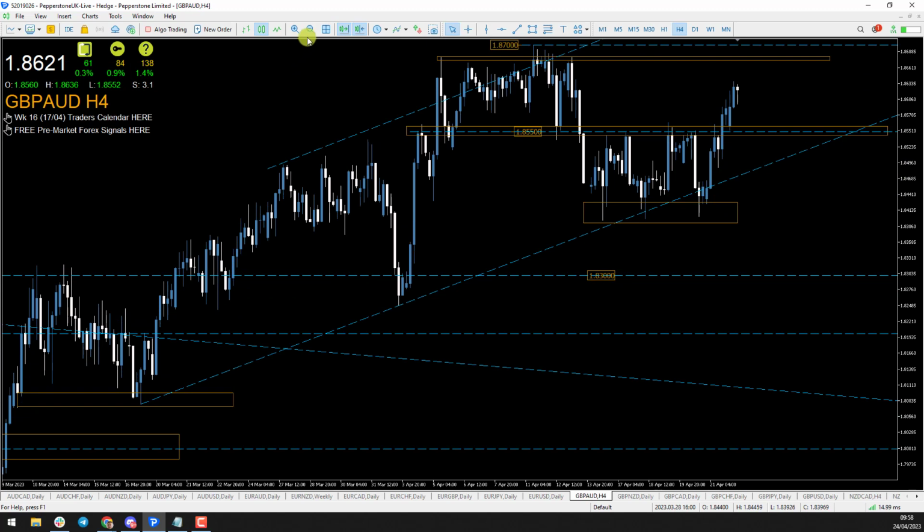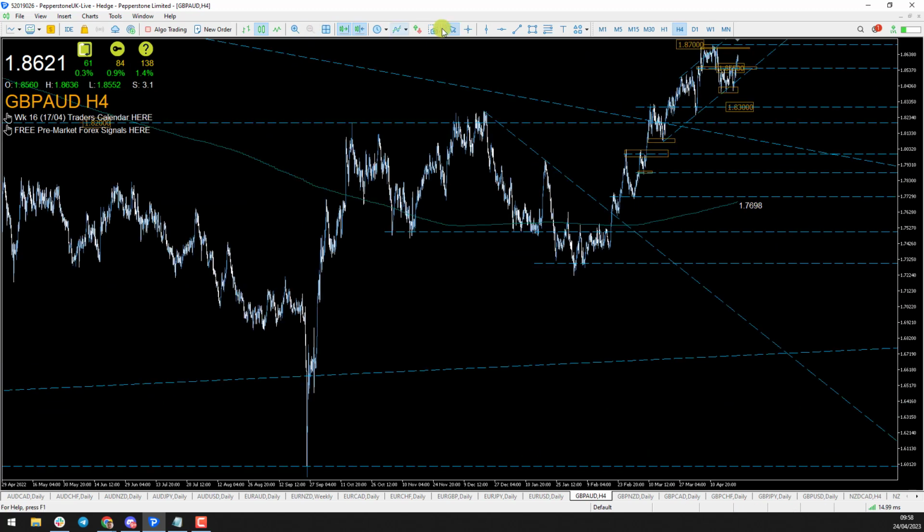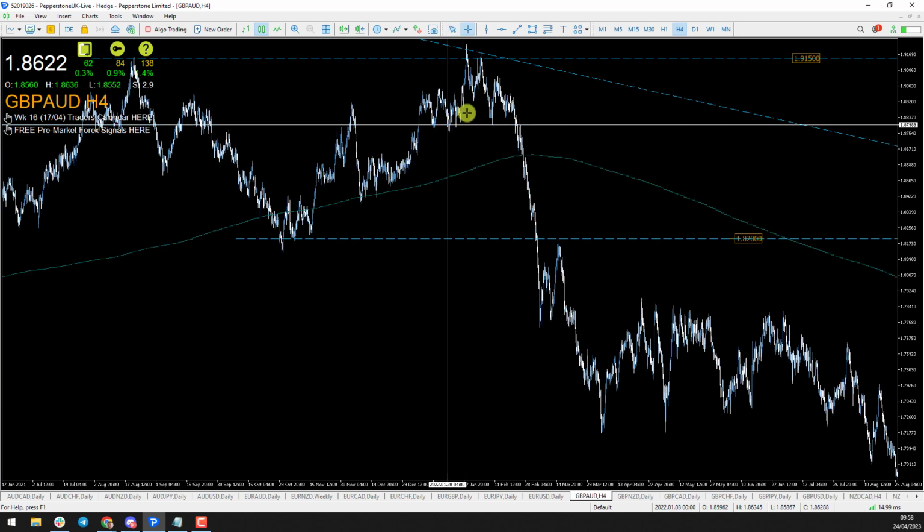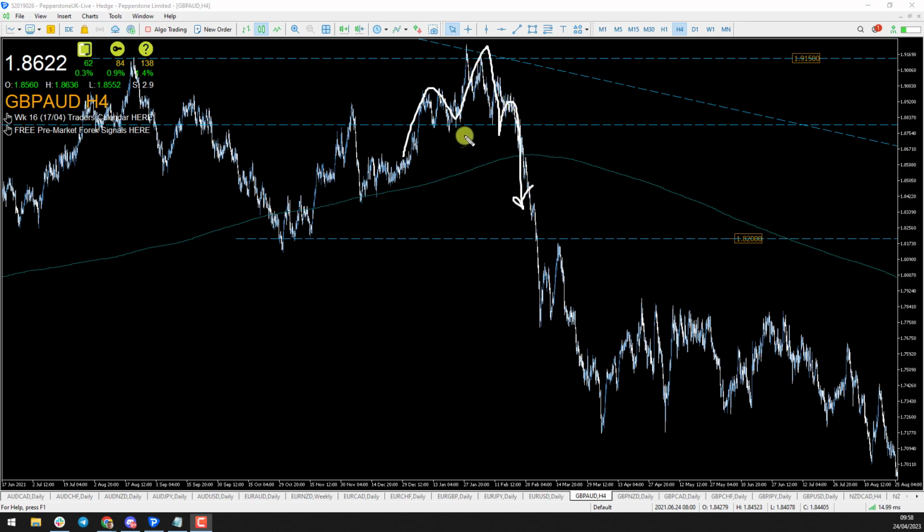Now the 1.88 handle, if I just zoom right out, I'm just going to have to go back on the chart a little bit. It's actually the neckline of this sort of head and shoulders pattern that develops, and you can only really see it on a daily and a 4-hour chart, but you can see we had that head and shoulders there.